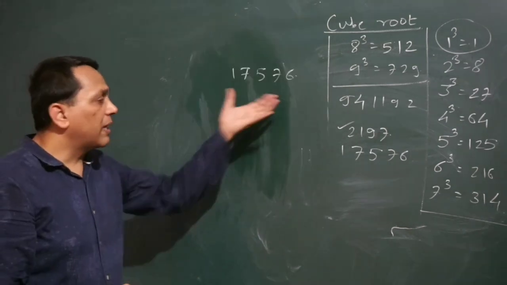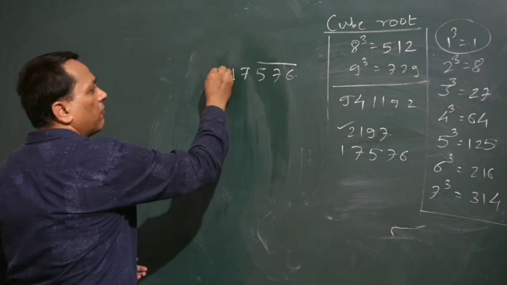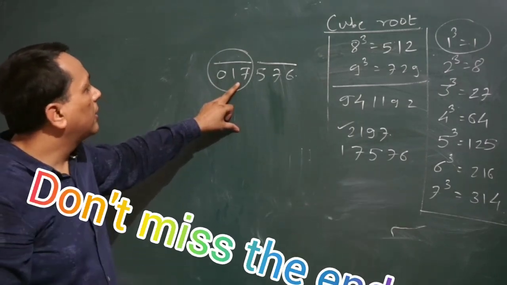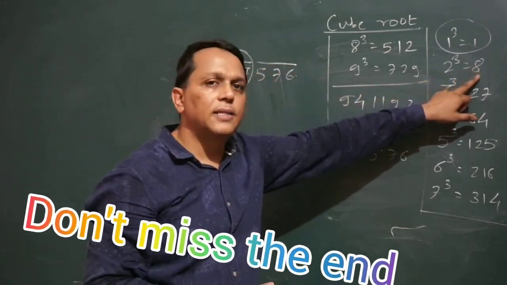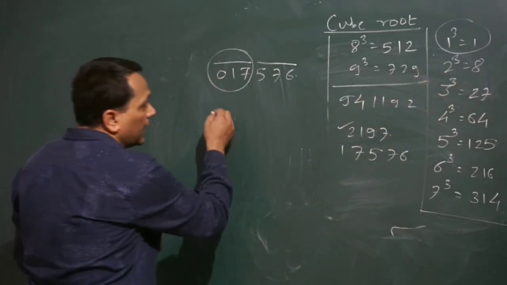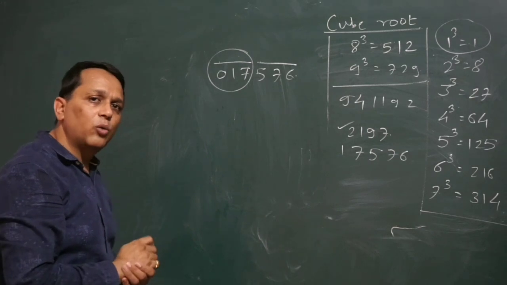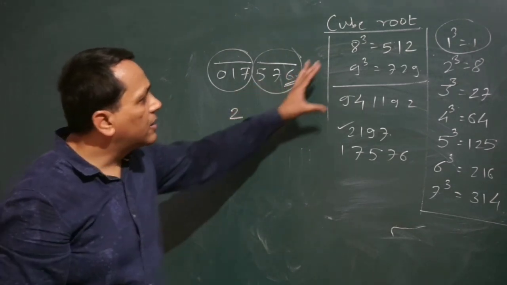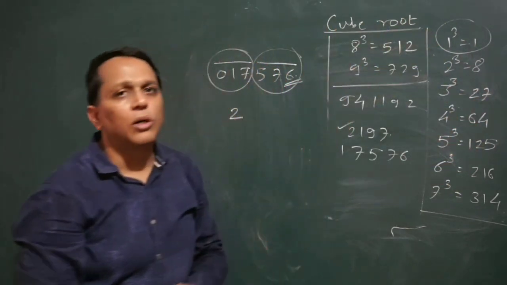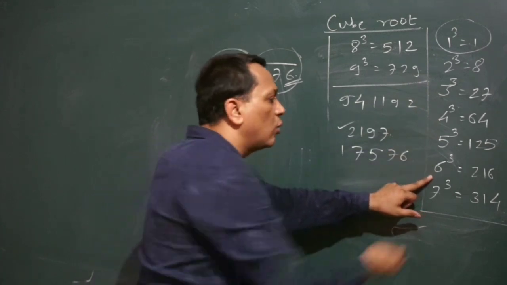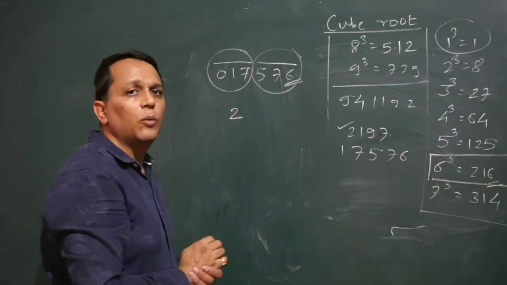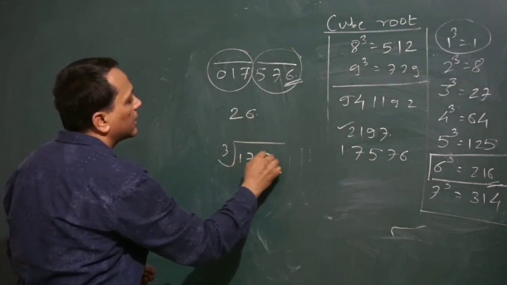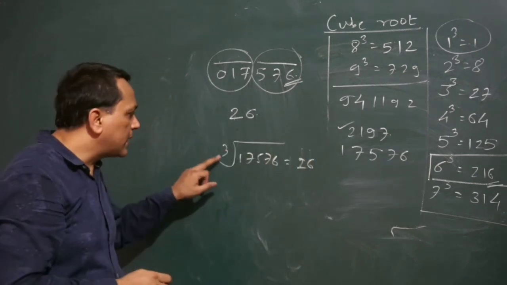Let's see one more problem. First we make groups of 3 again. Starting from the left part, we will prefix 0. Now what we do is, we find whether 17 is a cube of any number. It is not. Then which cube is less than 17? 2 cube is less than 17. 3 cube is greater than 17. So our tens digit is going to be 2. For this group, we just look at the units place. It is 6. And just see whether there is 6 in the cube of any number. There is 6 in the cube of 6. 6 cube is 216. So 6 is at the unit digit. Hence our unit digit is going to be 6. So this is our answer. Cube root of 17576 is 26.